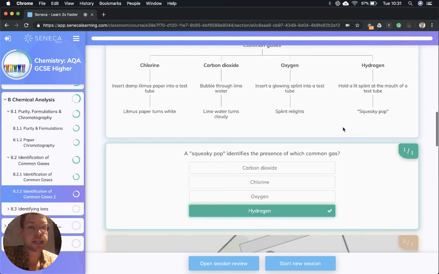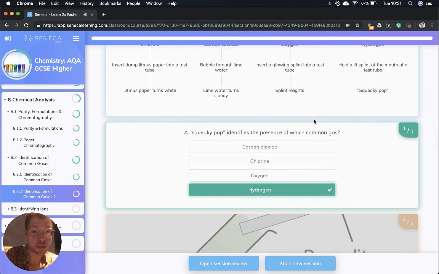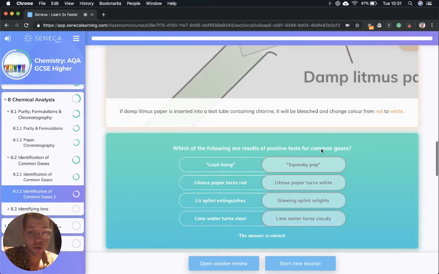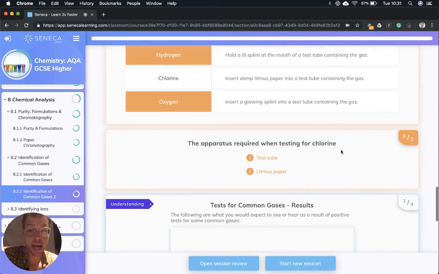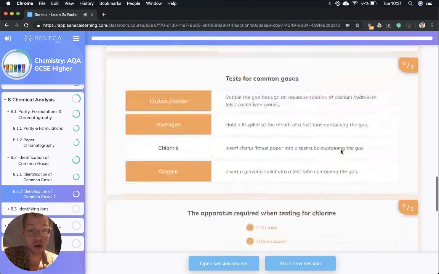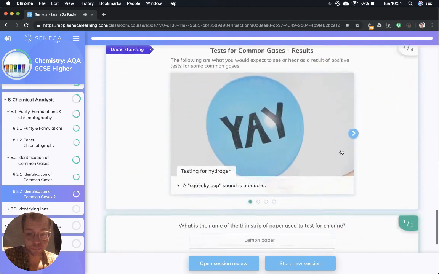Hydrogen, we take a lit splint, we put it into the mouth of the test tube, and we get a squeaky pop. That's what we get for hydrogen. That's the best one, like that's the funnest one to do. But all 4 are important, so make sure you know them, okay? So, to review real quick, squeaky pop for hydrogen, litmus paper turns white for chlorine, glowing splint relights for oxygen, and lime water turns cloudy for carbon dioxide, okay?